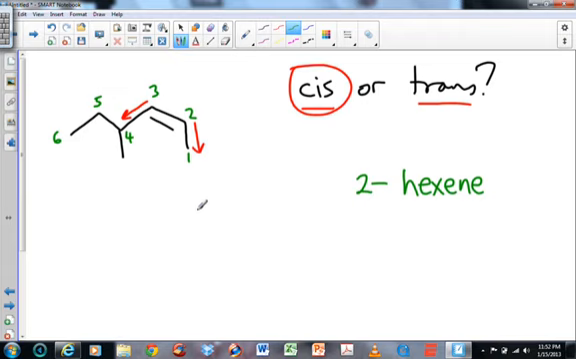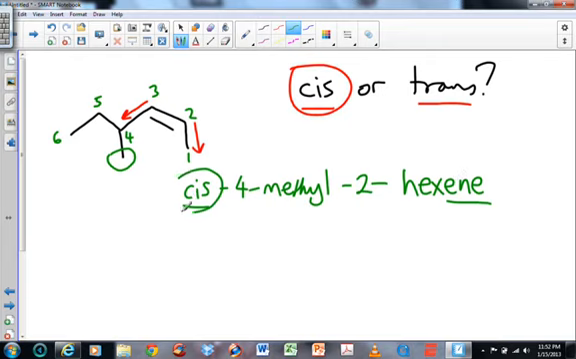Now, the cis or trans always goes right at the front of the name. Alright. So we are still going to put our substituents on, and then we put the word cis or trans right at the front. So 2-hexene, we have a methyl group on carbon 4. So we have 4-methyl-2-hexene, but we have to let the reader understand that we know this is cis. Cis refers to the alkene. It can't refer to anything else at this point. So cis-trans always goes at the front of the name.